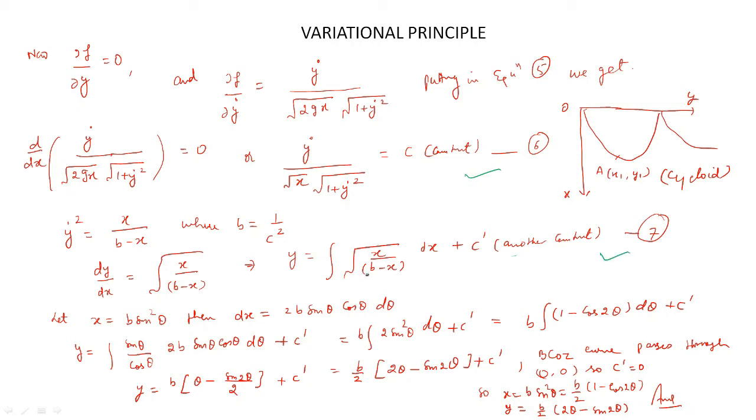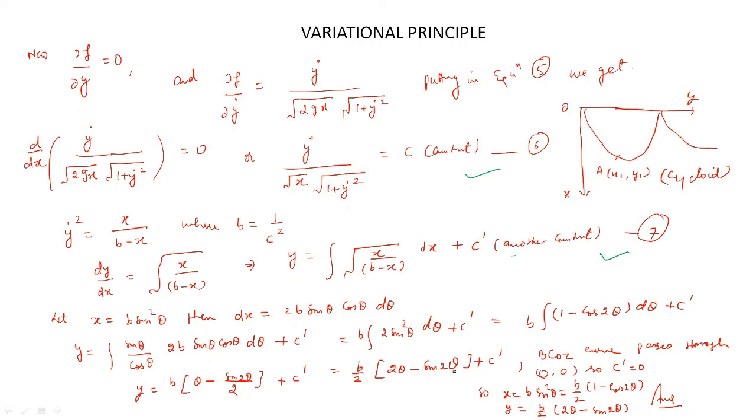Now we can solve this integration by taking x as b sine square theta. So dx will be 2b sine theta cos theta d theta. So we will put the value of dx here, and x is b sine square theta. When you put these values, your integration for y comes out to be of the form b times the integral of (1 minus cos 2 theta) d theta plus c dash. When you solve this integration, your y comes out to be b times (theta minus sine 2 theta upon 2) plus c dash.